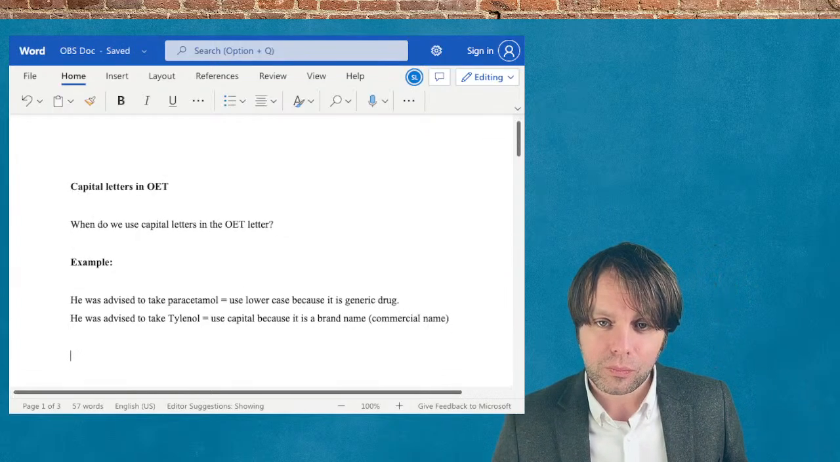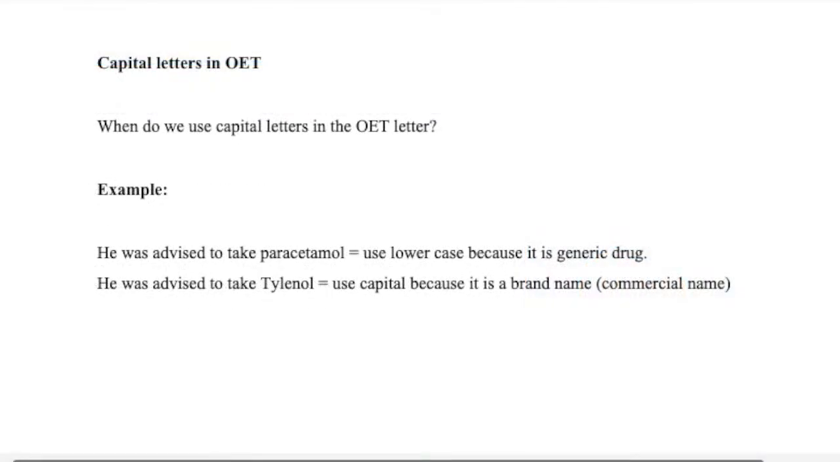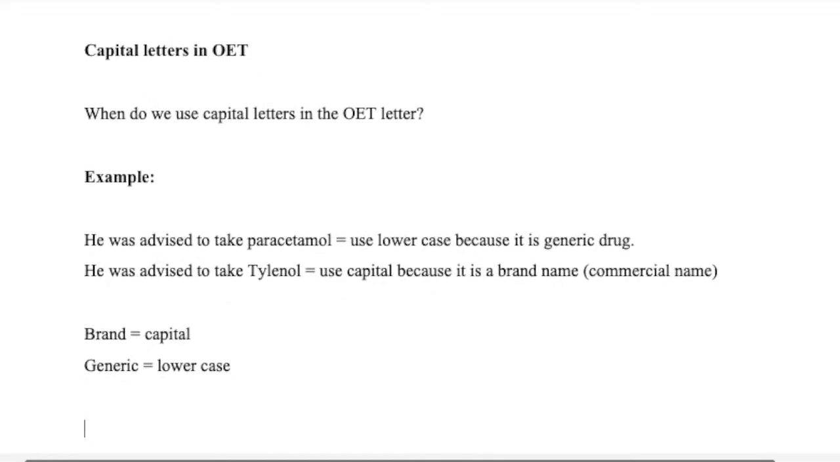Now, the first point really is that for capital letters in the OET letter, you've got to remember this basic point. The rule is that brand equals capital, and generic drug equals lowercase.